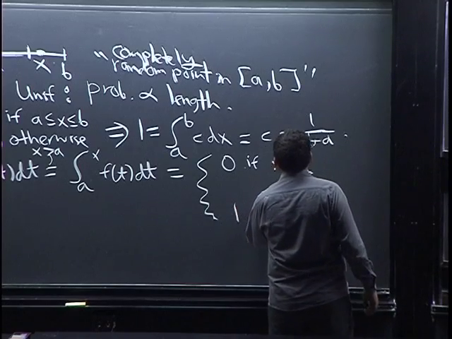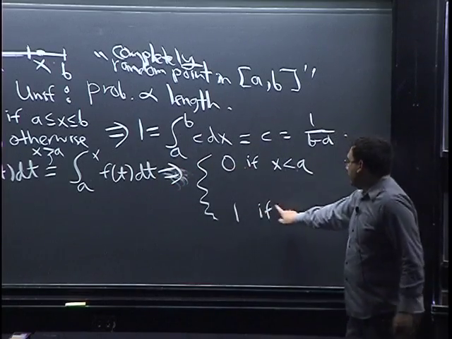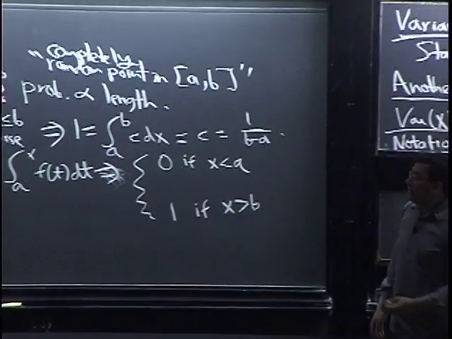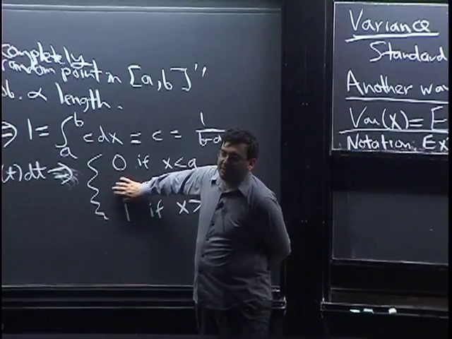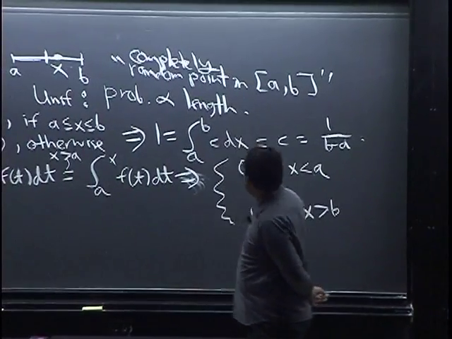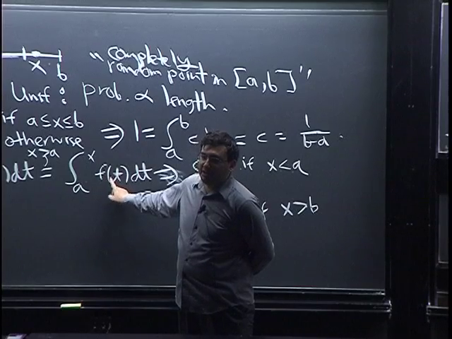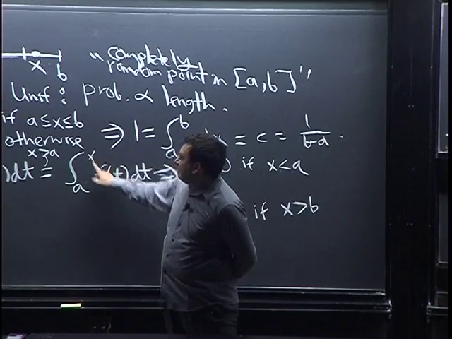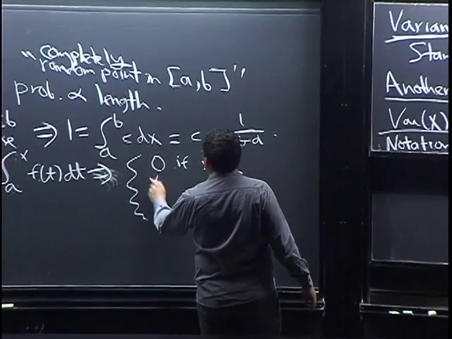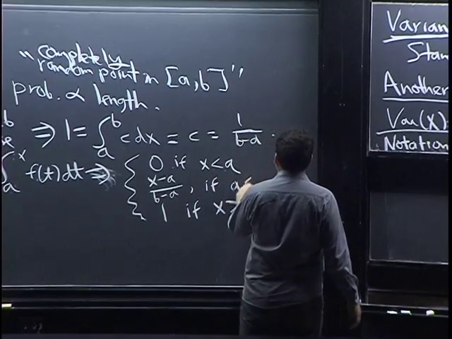Let me write this separately. So here's the CDF. If x is less than a, it's 0. If x is greater than b, it's 1, because we know for sure that x is less than b. Now, the interesting case is what happens in the middle. To get the thing in the middle, all we have to do is integrate a constant, and this is the constant. If I plug in f of t equals c here, that's going to be c times x minus a, just integrating a constant, so it's a very easy integral. So that's just x minus a over b minus a, if x is between a and b.